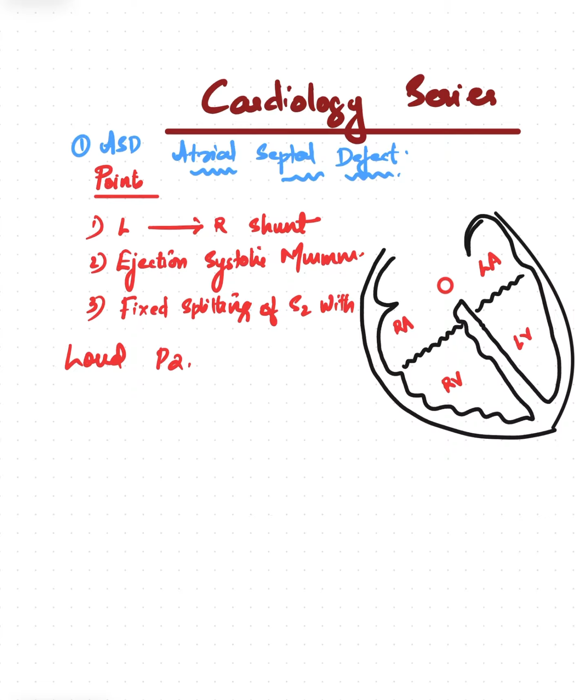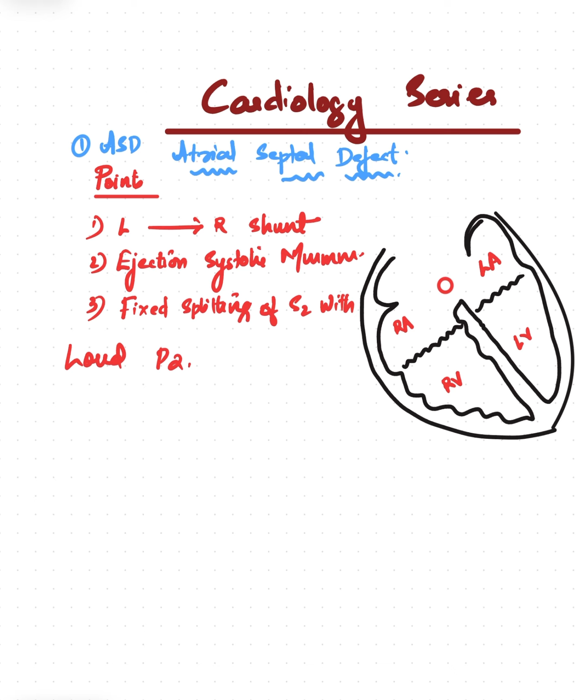The first condition that we are going to discuss here is ASD, atrial septal defect. As the name indicates, there is a defect in the atrial septum, which is between the right atrium and left atrium of the heart. To be simple, there is a hole between the right atrium and left atrium. Imagine this is the hole.